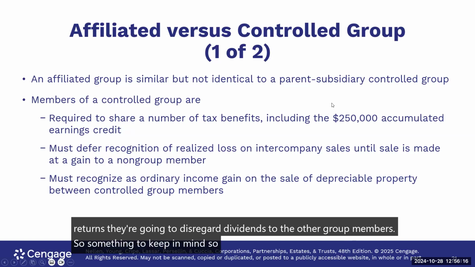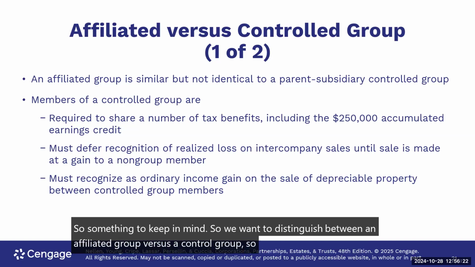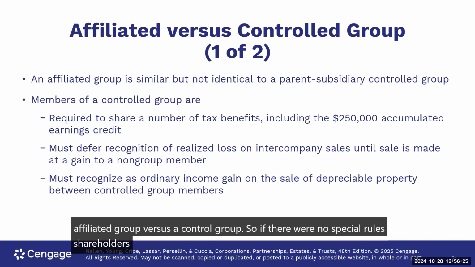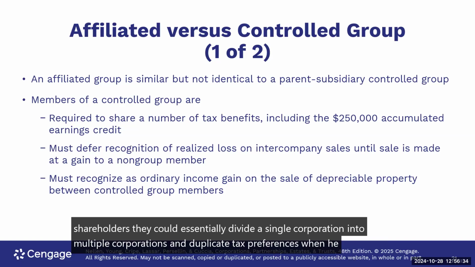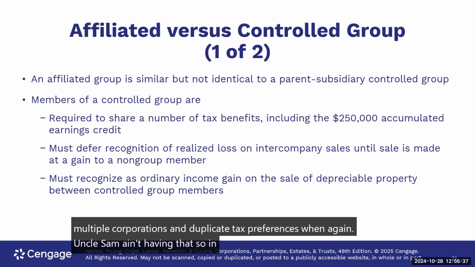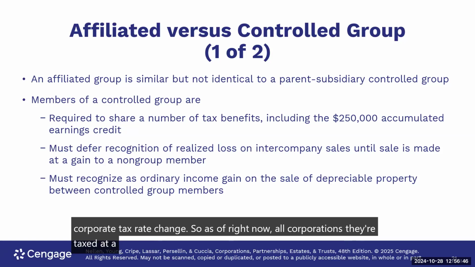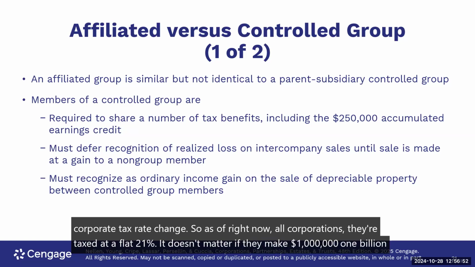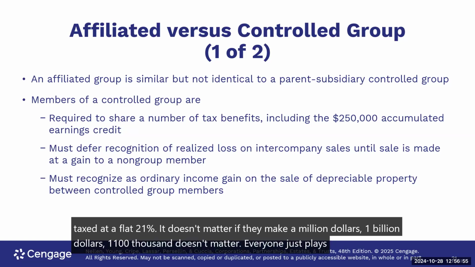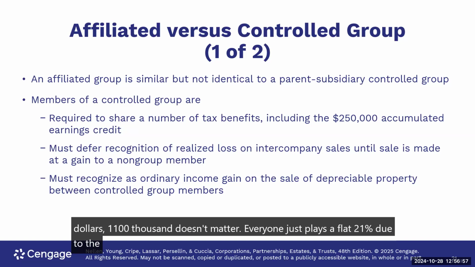So we want to distinguish between an affiliated group versus a control group. If there were no special rules, shareholders could essentially divide a single corporation into multiple corporations and duplicate tax preferences. But again, Uncle Sam ain't having that. In such case, and as an example, before the 2018 corporate tax rate change, as of right now, all corporations are taxed at a flat 21%. It doesn't matter if they make $1 million, $1 billion, 1,000, 100,000, doesn't matter. Everyone just pays a flat 21% due to the Tax Cuts and Jobs Act that was passed by President Trump.